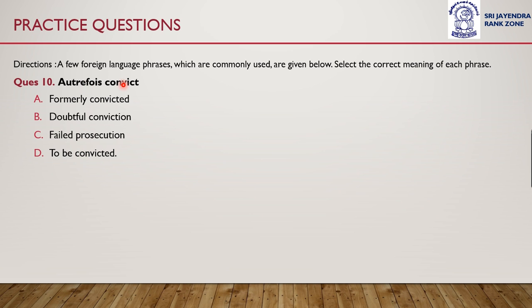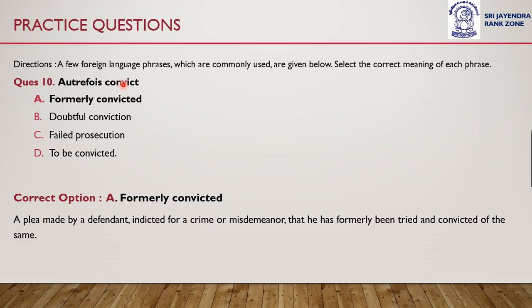I hope all of you have marked your answers. Autrefois convict means option A, formerly convicted. It is a plea made by a defendant indicted for a crime or misdemeanor that he has formerly been tried and convicted of the same. So, autrefois convict means formerly convicted.